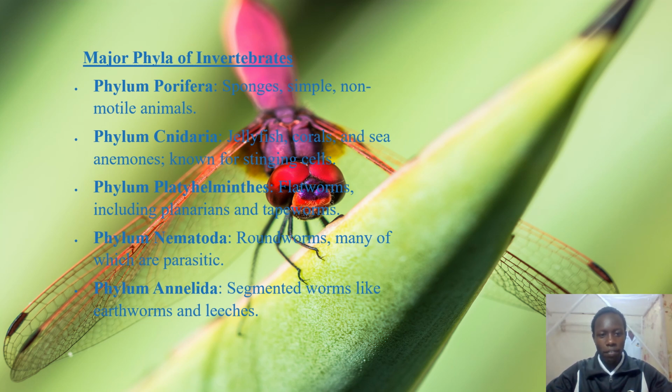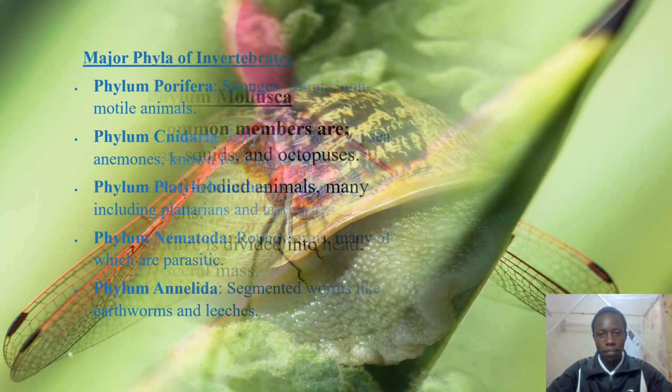We also have phylum Annelida. These are segmented worms, worm-like earthworms and leeches. We will come and look at the characteristics which these organisms portray when we have a photo of Cnidarians. This is jellyfish. I will show you so that you will have a glance and have a look at how it appears.